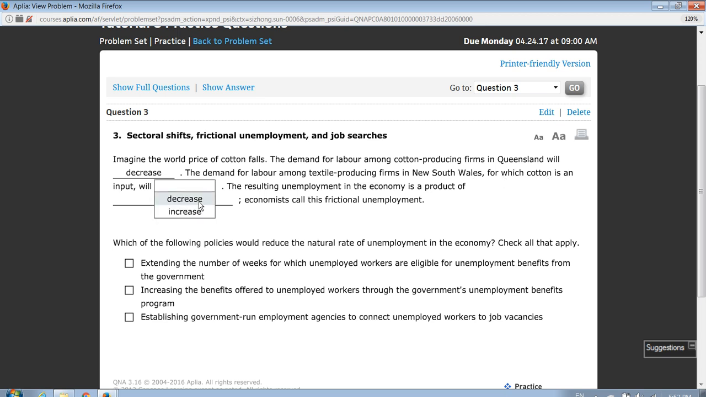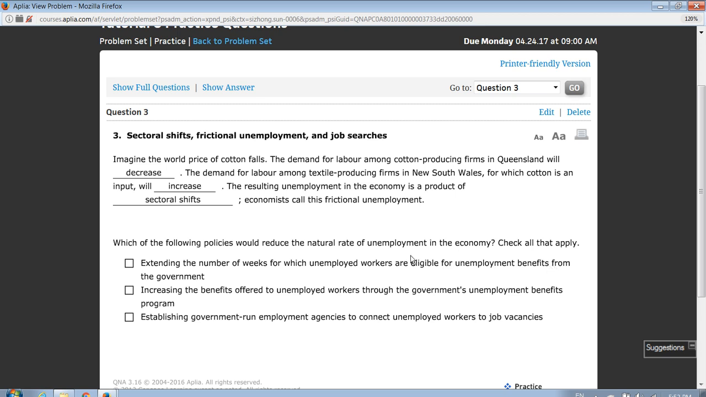Right? So these textile companies are going to produce more. They are going to use more cotton. They are going to increase production, so they will increase labor. The resulting unemployment in the economy is a product of sectoral shift, called frictional unemployment. Which of the following policies would reduce the natural rate of unemployment in the economy? Check all that apply. Extending the number of weeks for which unemployed workers are eligible for unemployment benefits.